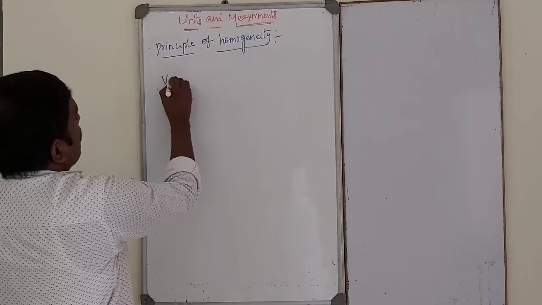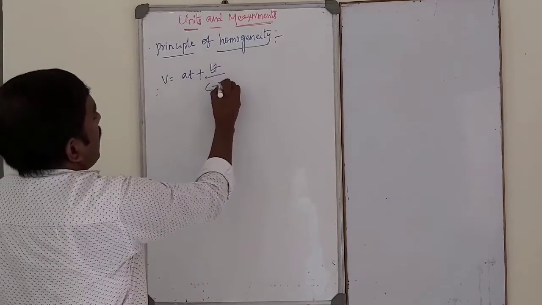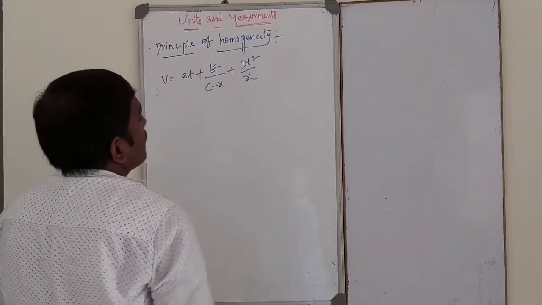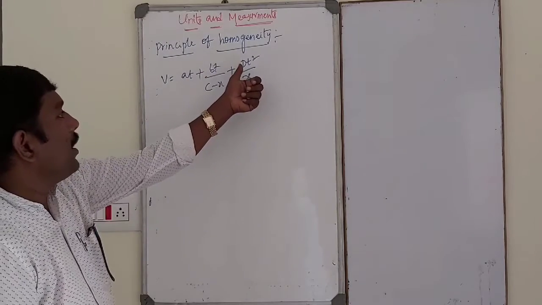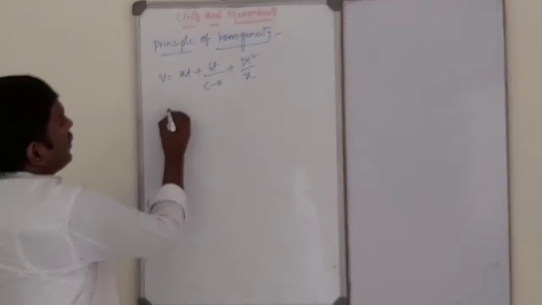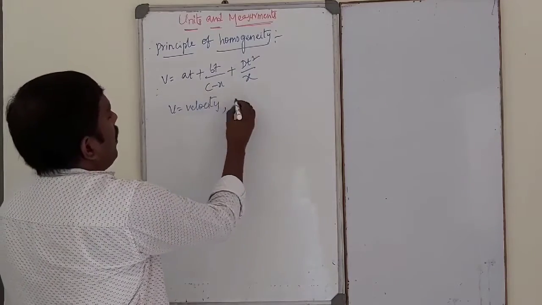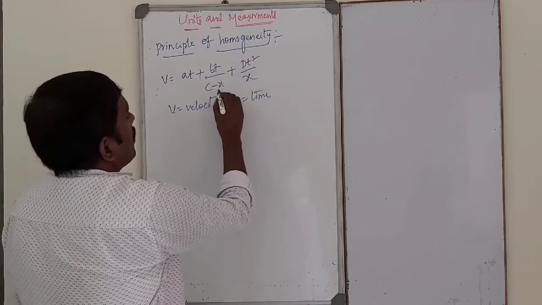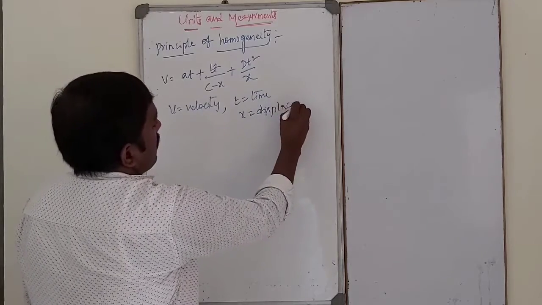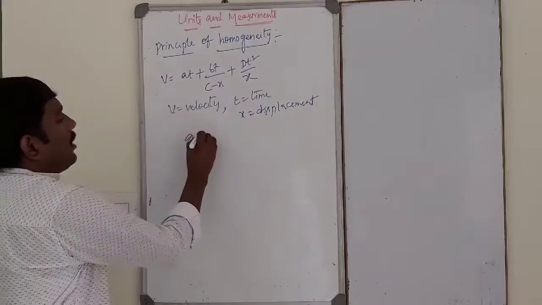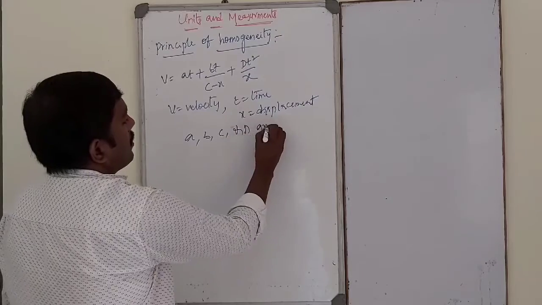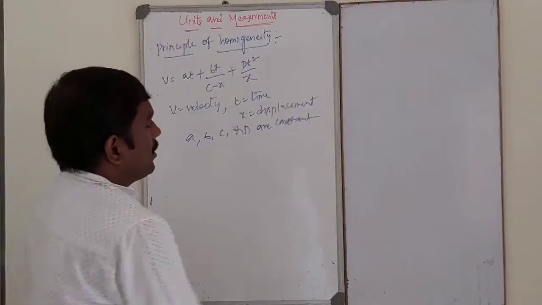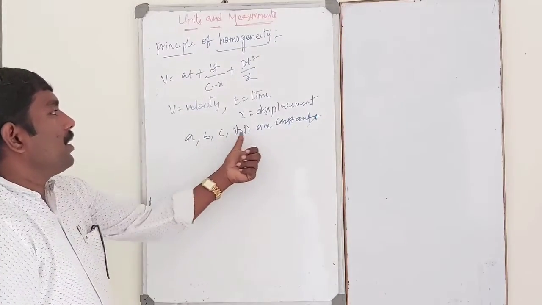Suppose v is equal to a t plus b t by c minus x plus d t square by x. This is the one equation. What is the dimensional formula for a, b, d and also c? In this case, dear students, v is the velocity and t is the time, and x is the displacement or distance. A, b, c and d are constants. So I want the dimensional formula for a, b, c and d.